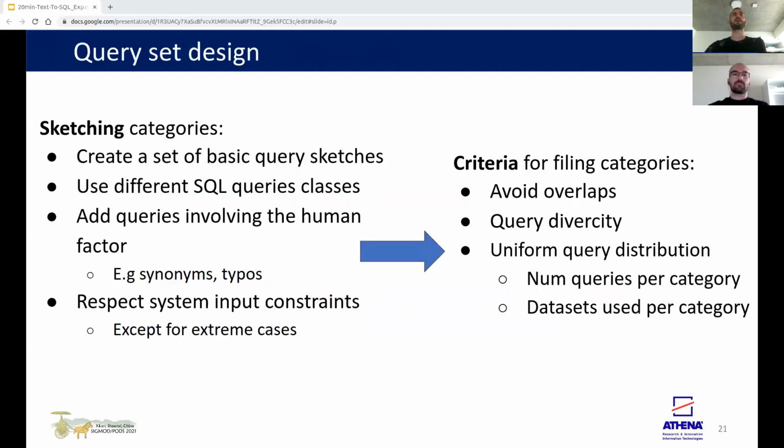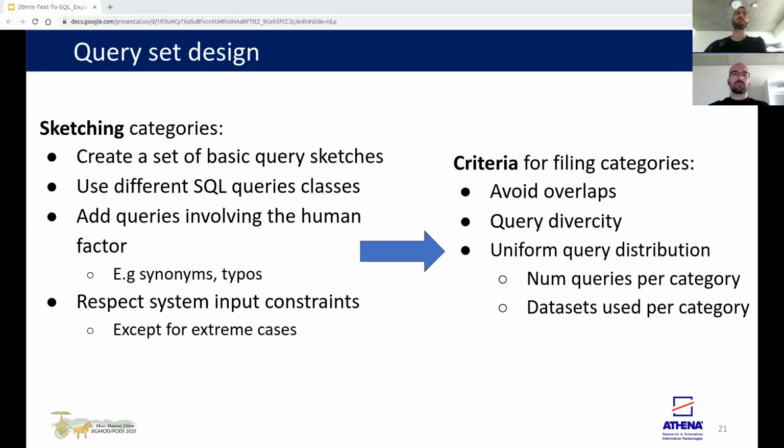aspect. To design our query set, we first enumerated the basic set of query sketches and started to expand following these rules. Each category should cover a different SQL query class, for example, aggregation, group bys, etc. Then we added extra categories to emulate the human factor, like typos and synonyms. And lastly, we should respect the input constraints of each system where it was possible.